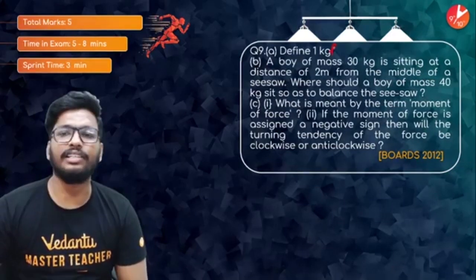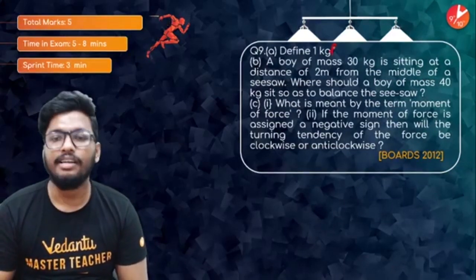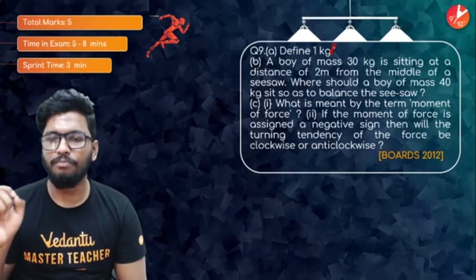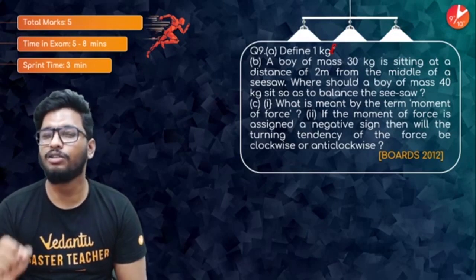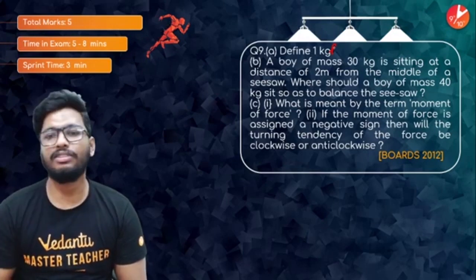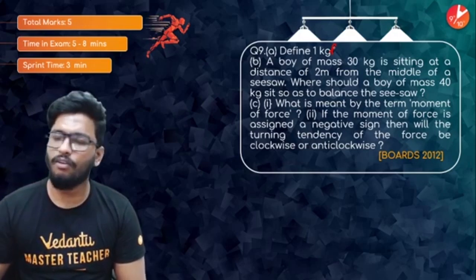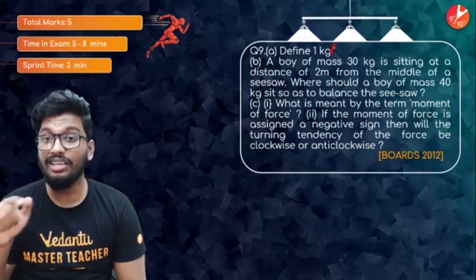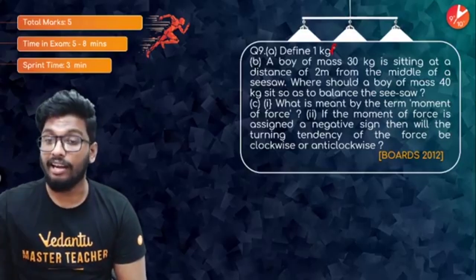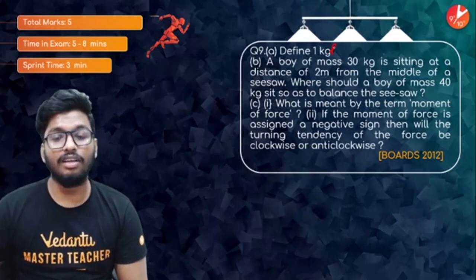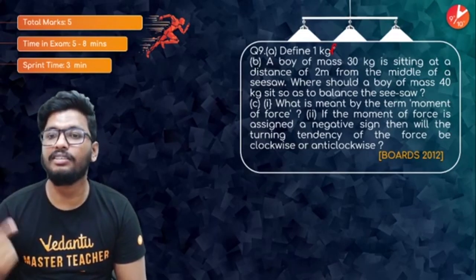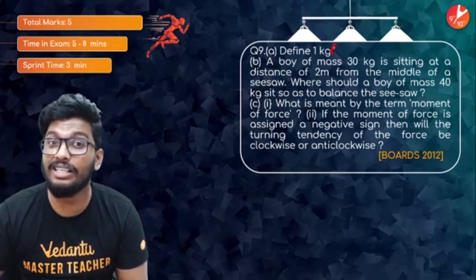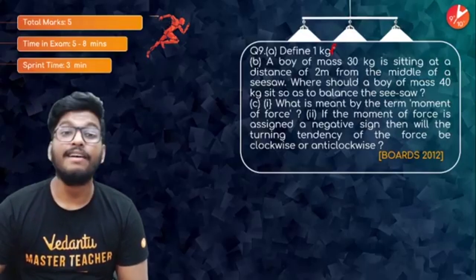Okay, so now this question. The ninth question is: define what is 1 kgf. A boy of mass 30 kg is sitting at a distance of 2 meters from the middle of a seesaw. Where should a boy of mass 40 kg sit so as to balance the seesaw? Third part: what is meant by the term moment of force? And if the moment of force is assigned a negative value, what will be the turning tendency of the force, clockwise or anti-clockwise? This question was asked in the 2012 board exam paper.